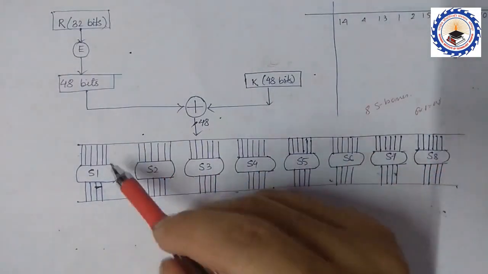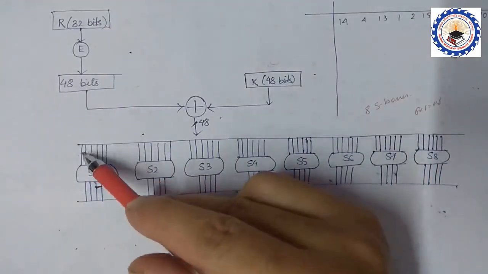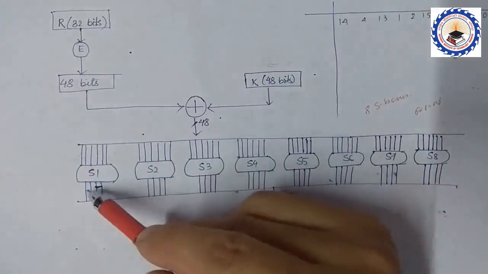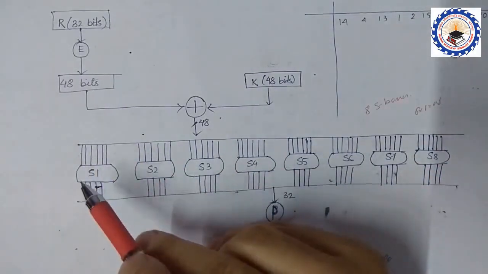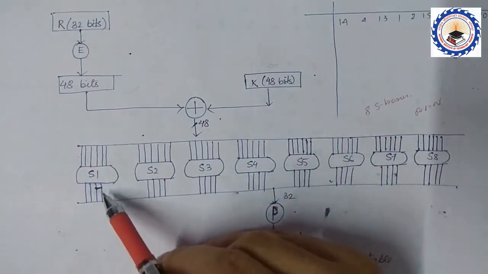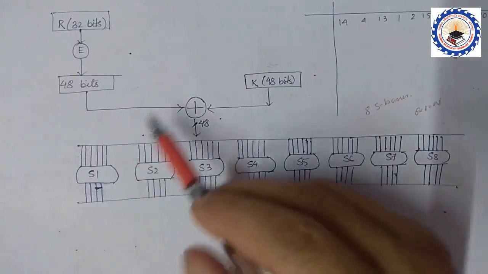If you look at this diagram, after going through these S-boxes, these 6 bits are left with only 4 bits here. That means 2 bits are removed. So how do we remove them? We'll go to another table. How do we perform the operation?